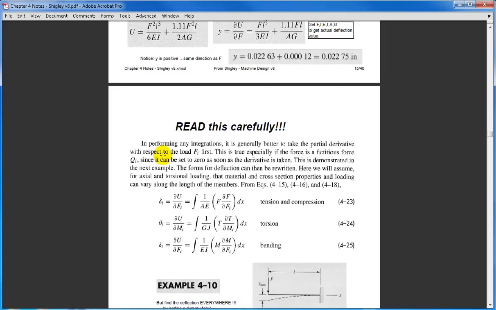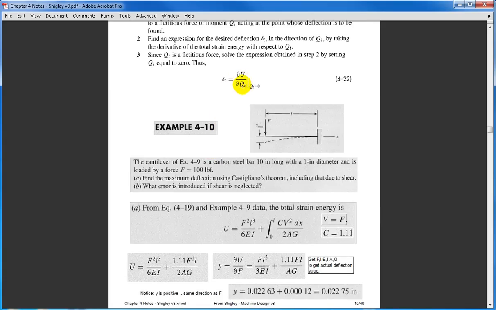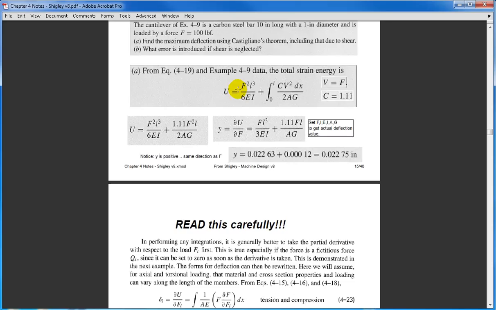Okay, and the other thing that we can do is we can take our partial derivatives earlier than is implied by this equation. We don't have to calculate the energy using the integrals typically and then take our partial derivatives. We actually can take our partial derivative before we do the calculations on the integrals. So set Q equal to 0 early, which will be actually before we do the integrations, and take the partial derivatives of the energy equation early before we do the integration.